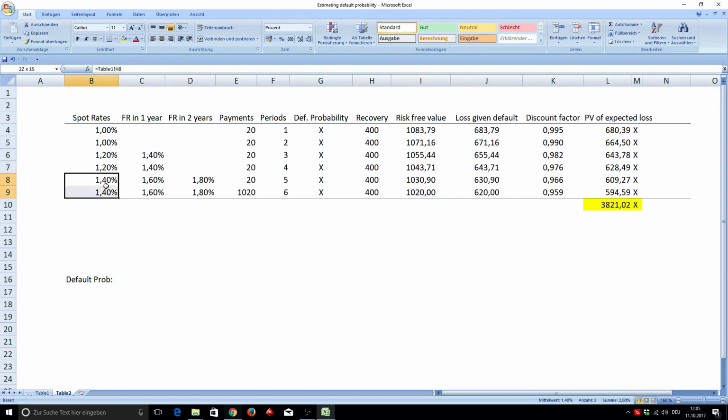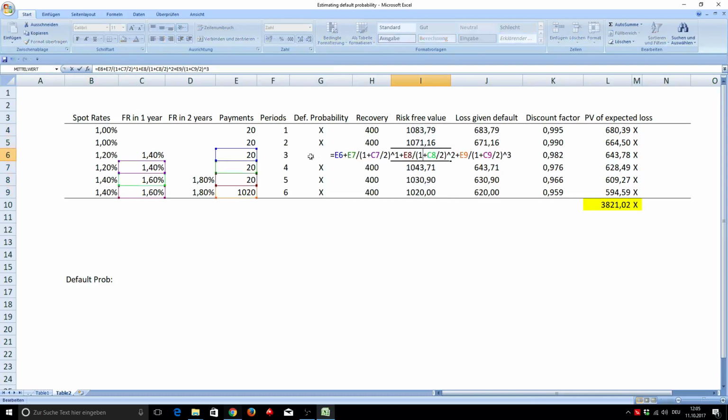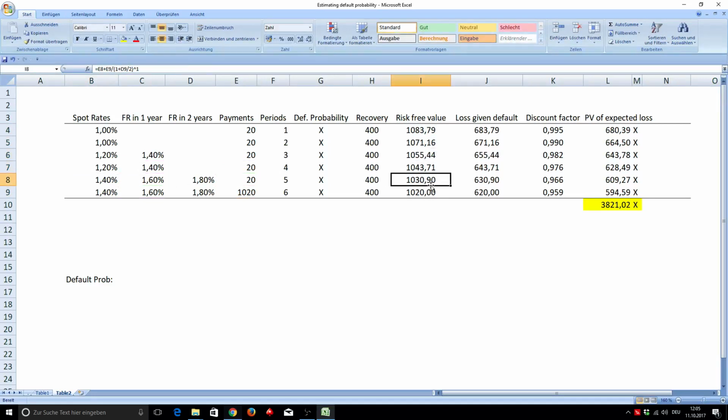We cannot use the 3 year spot rate and 2 year spot rate again. So we have to use the forward rates, which are going to develop into future spot rates, to discount our risk-free value here. This is very important, that we do not use these spot rates here. So here I've used our forward rates in 1 year, and for the last 2 payments I've used the forward rates in 2 years.